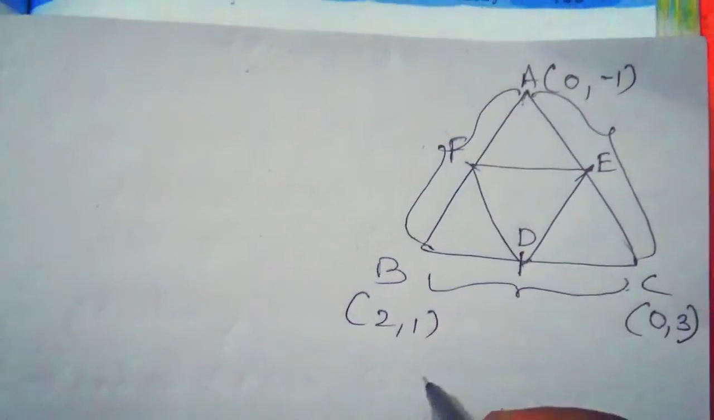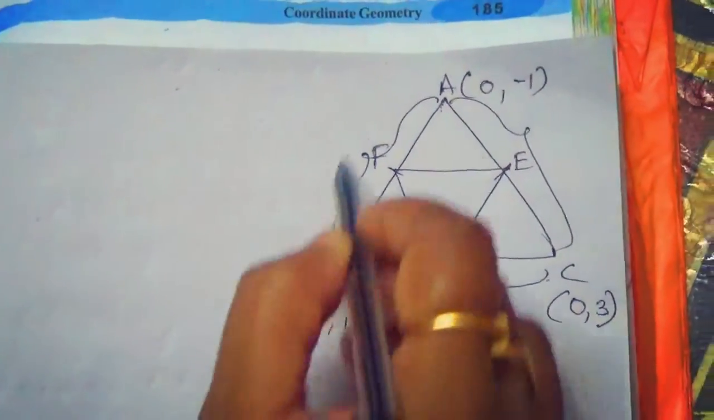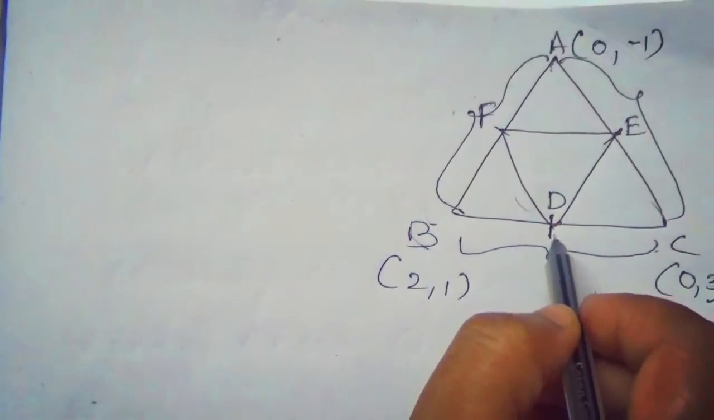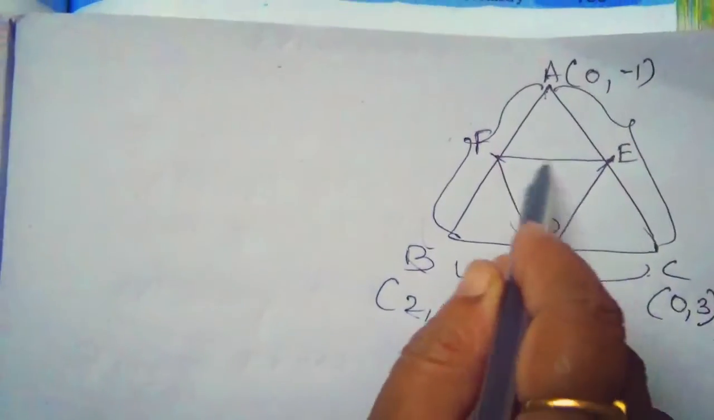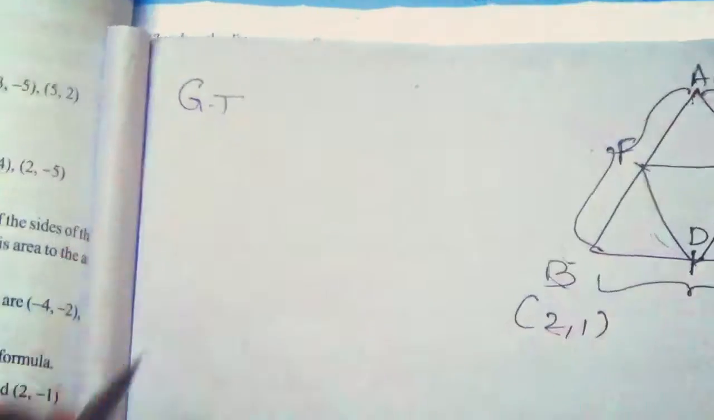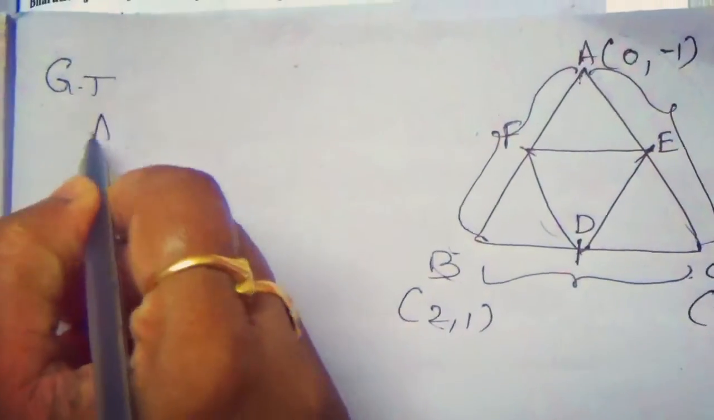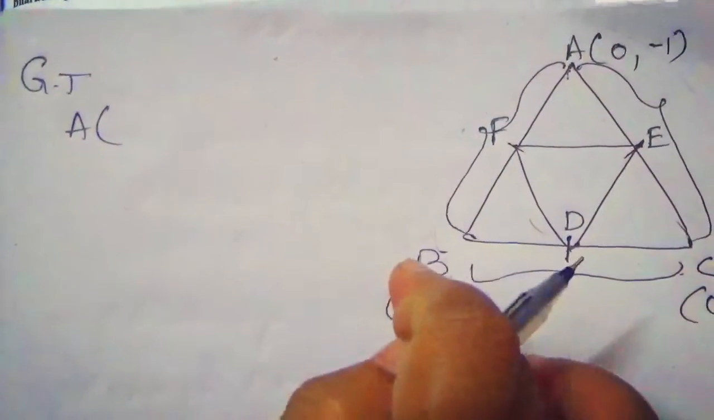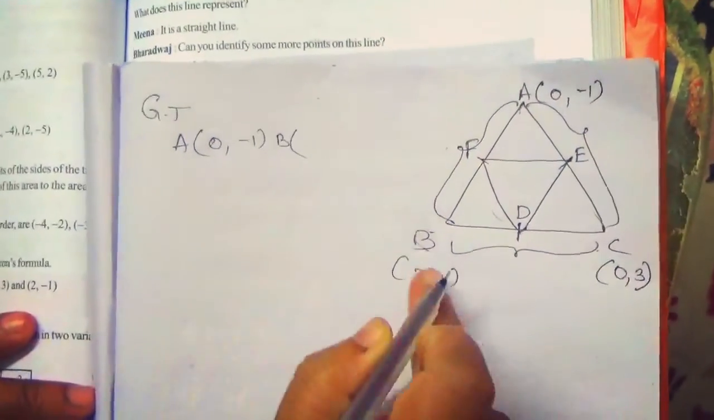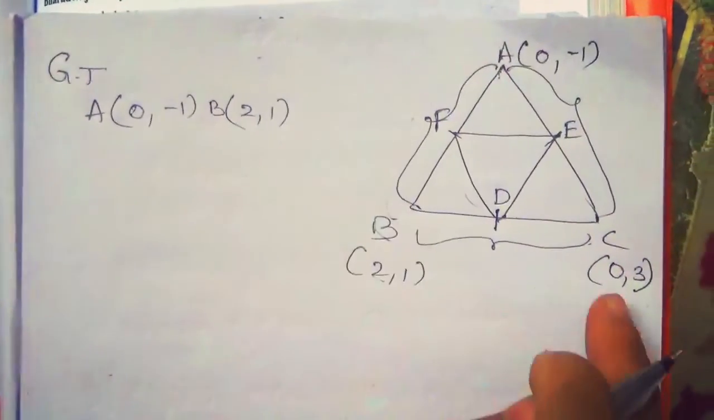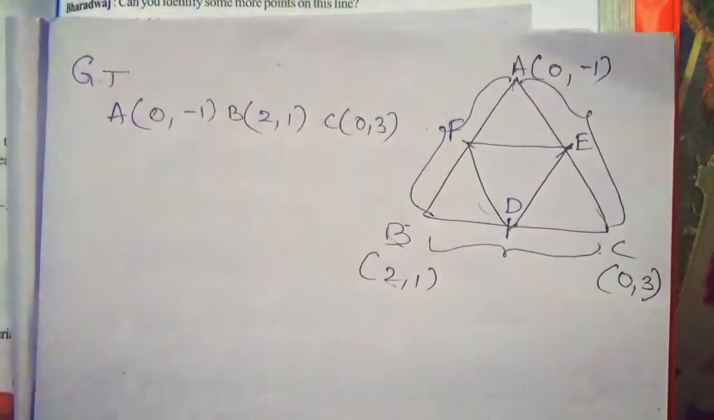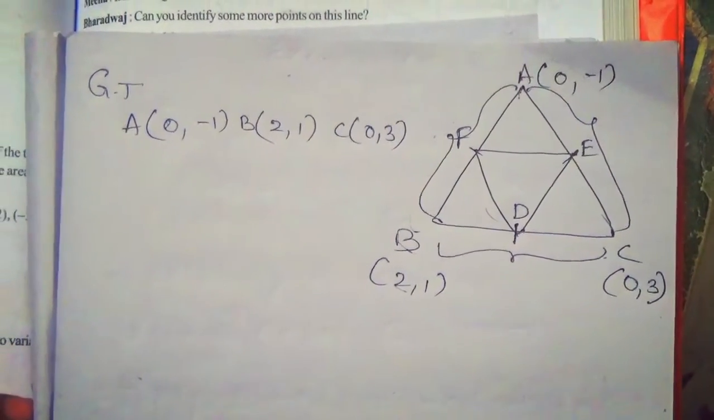So we have to find out the ratio of the given triangle with the midpoints triangle. Given that the vertices of the big triangle are A (0, -1), B (2, 1), C (0, 3). Here we have the vertices of a triangle.